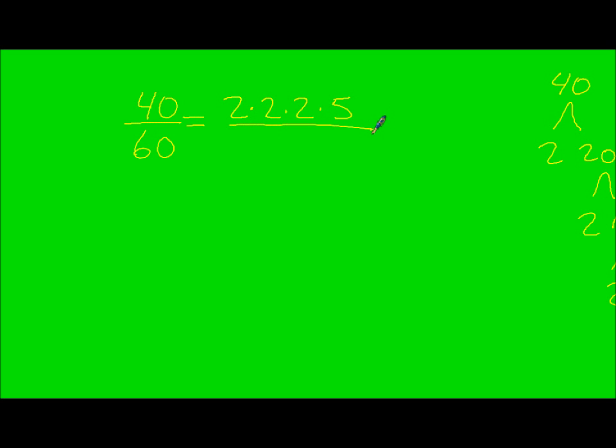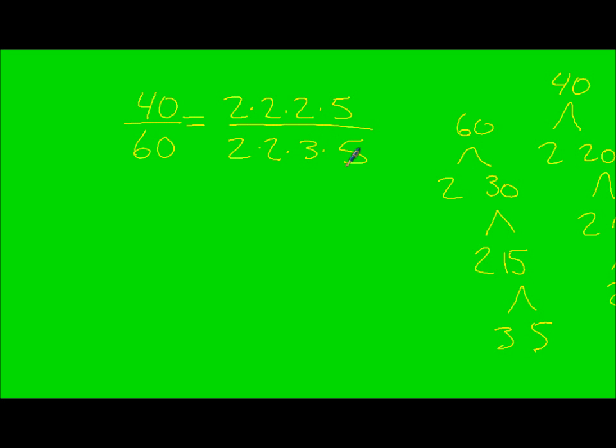The fraction is 40/60ths. And we'll do the same thing. We'll start by factoring out our 40, 2 and 20, 2 and 10, and 2 and 5. So now we have 2, 2, 2, and 5 on the top. And then we can factor out our 60, 2 and 30, 2 and 15, 3 and 5. And our factors on the bottom are 2, 2, 3, and 5.